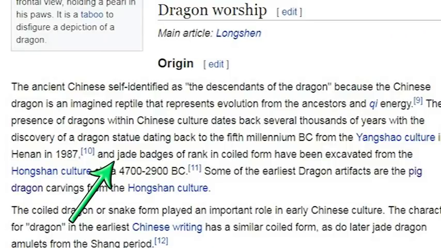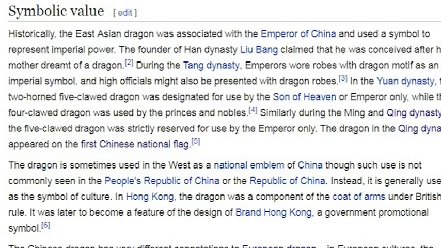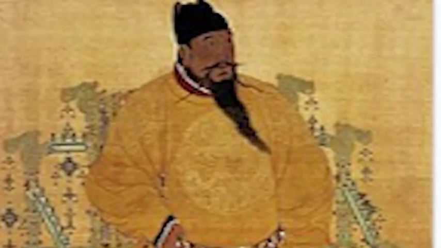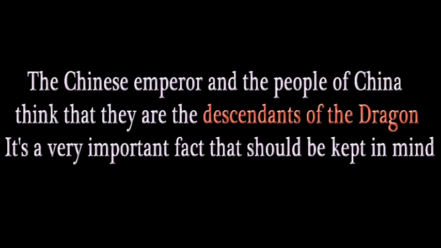The Chinese dragons are known for the past 7,000 years, as proven by archaeological evidence. However, it should have been known for the past 10,000 years, as you would agree when I reveal its identity. The dragon is considered a royal symbol and adorns palaces and the robes of the emperors of China. The Chinese emperor and the people of China think that they are the descendants of the dragon. It's a very important fact that should be kept in mind.